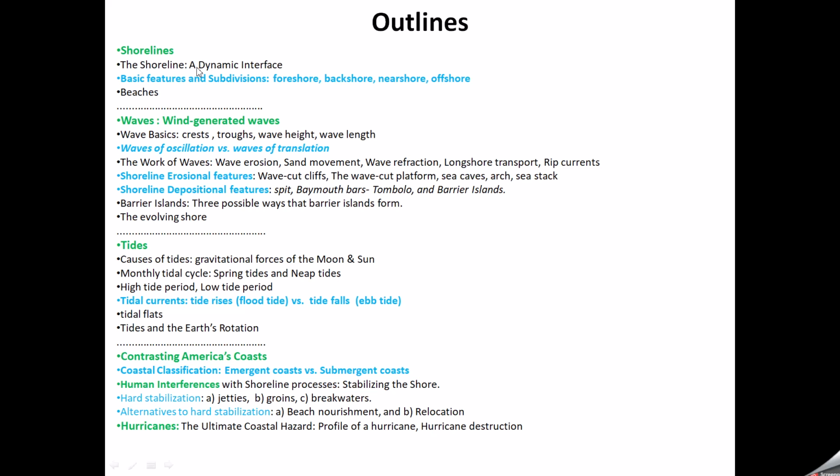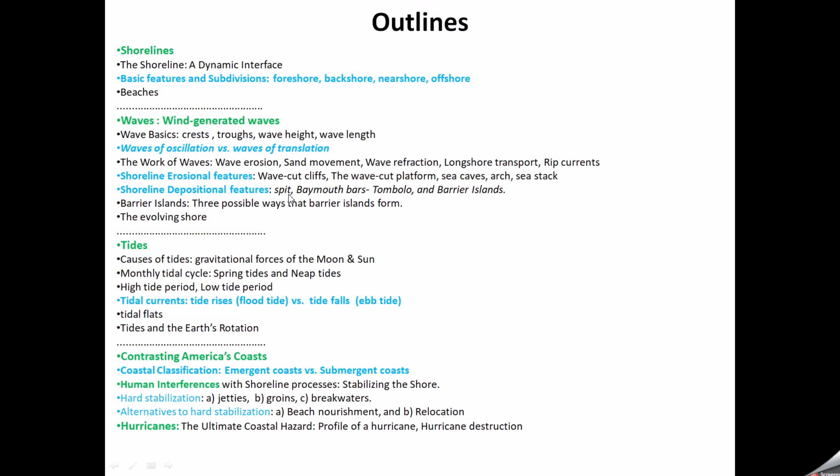Shorelines are dynamic interfaces. Basic features of subdivision: foreshore, backshore, nearshore, offshore, and beaches. Waves, wind-generated waves. Wave basics: crest, trough, wavelength, wave height. Waves of oscillation and waves of translation. The work of waves: wave erosion, sand movement, wave refraction, longshore transport, rip currents, shoreline erosional features, wave-cut cliffs, the wave-cut platforms, sea caves, arches, sea stacks.